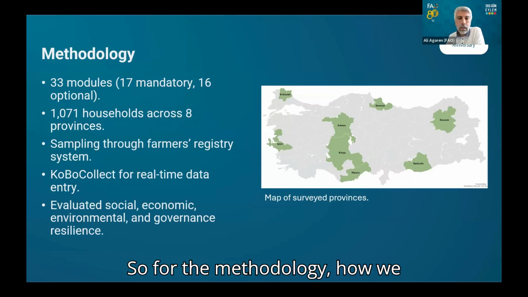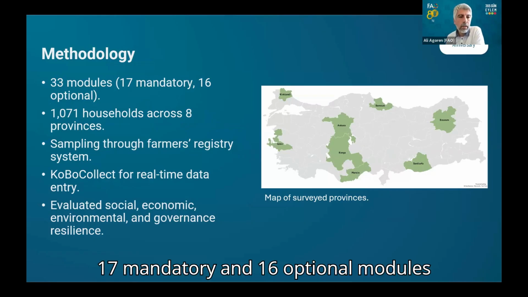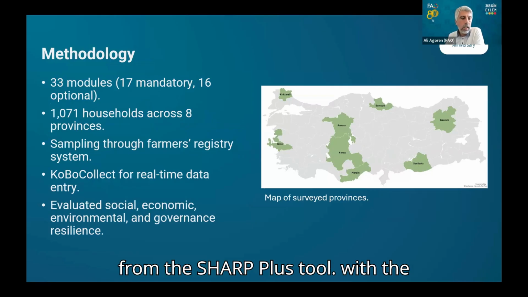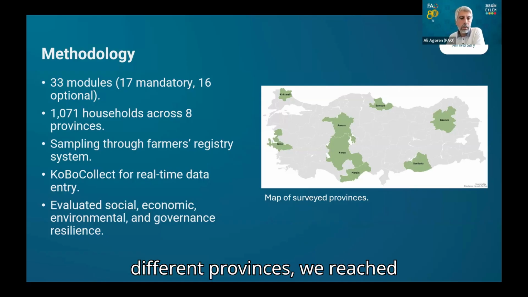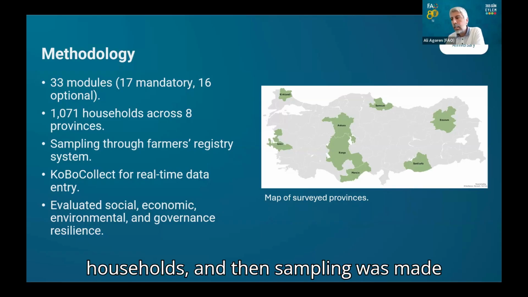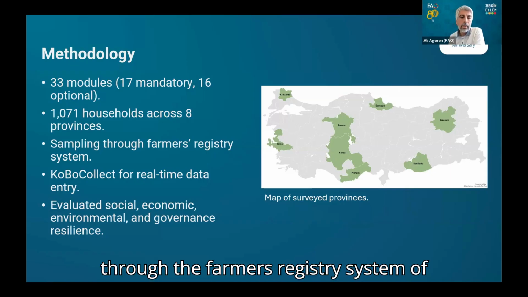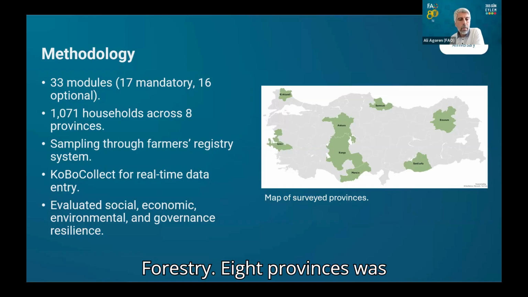For the methodology, how we conducted the survey, we used 17 mandatory and 16 optional modules from the SHARP Plus tool, with the four domains mentioned, covering all of them. Across 8 different provinces, we reached 1,071 households, and sampling was made through the Farmers Registry system of the Ministry of Agriculture and Forestry.